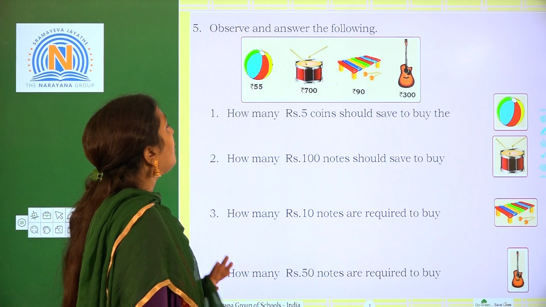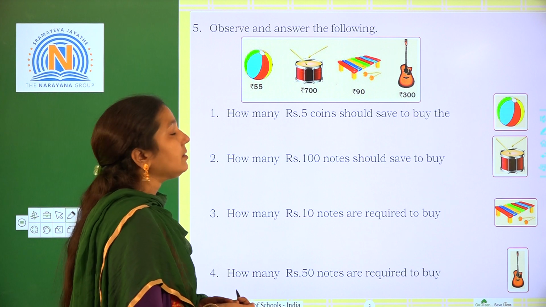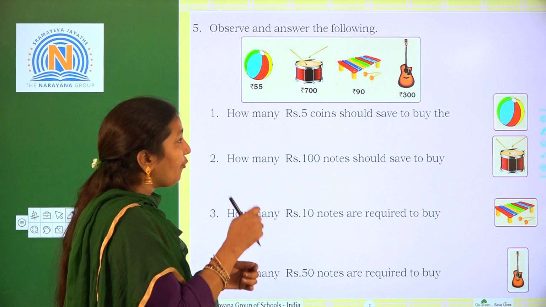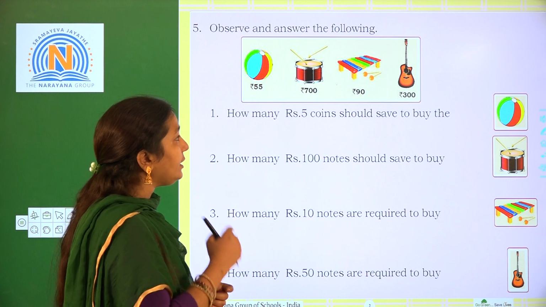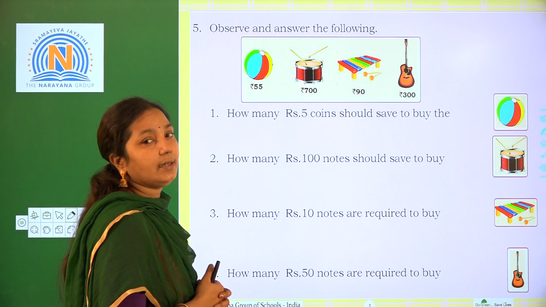Observe and answer the following. What is the cost of the ball? 55 rupees. What is the cost of the drum? 700 rupees. What is the cost of the musical instrument? 90 rupees. And the violin is 300 rupees.